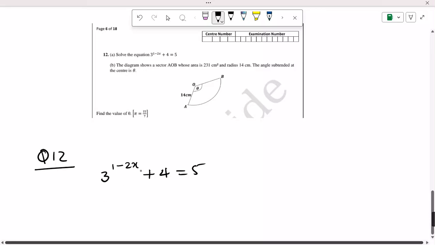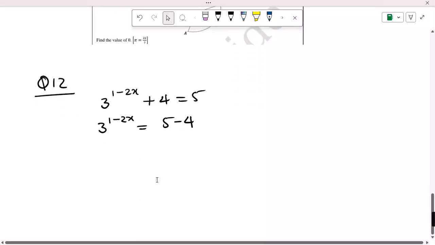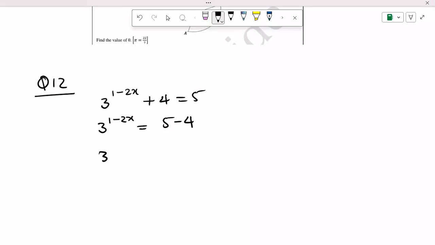Okay, so you can take this to this side. So you have 3 to the power 1 minus 2x equal to 5 minus 4. 5 minus 4, so you have 3 to the power 1 minus 2x equal to 1.